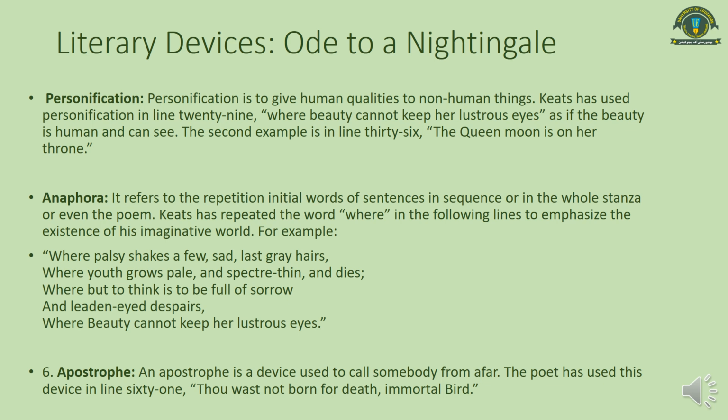Then apostrophe. An apostrophe is a device used to call somebody from afar. The poet has used this device in line 61. "Thou wast not born for death, immortal bird." So this is not apostrophe of grammar, this is something else. Here he means to call the bird in a way that you are not born for death, immortal bird. He is calling Nightingale from afar. Nightingale is not in front of him, but rather he is addressing him from a faraway side, and he is speaking this dialogue to the nightingale.